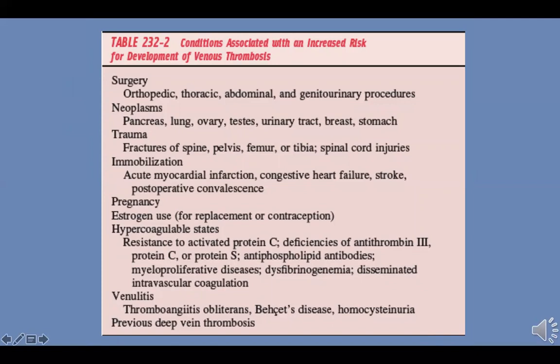So this is a table showing the conditions associated with an increased risk for the development of venous thrombosis: surgery, primarily orthopedic surgery, cancer or neoplasms, trauma, immobilization, pregnancy, use of estrogen, either for contraception or for hormonal replacement treatment, hypercoagulable states, venulitis, and prior deep venous thrombosis.